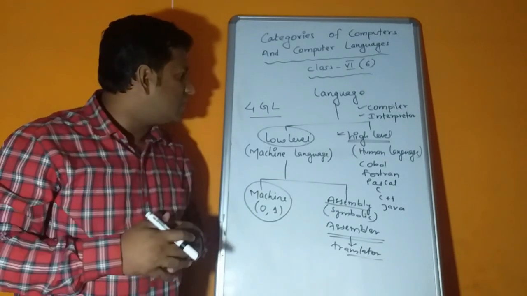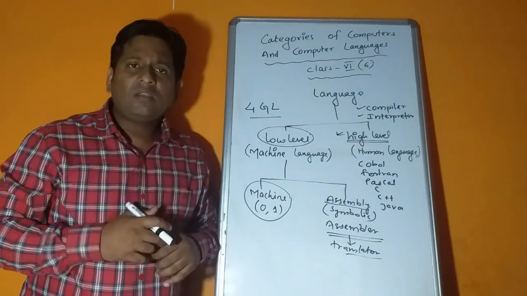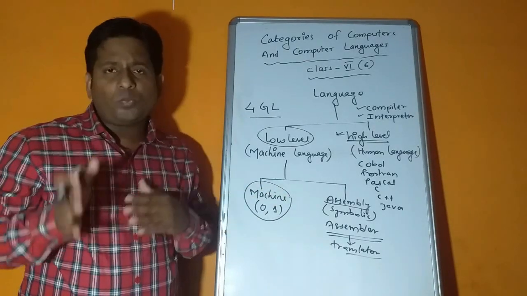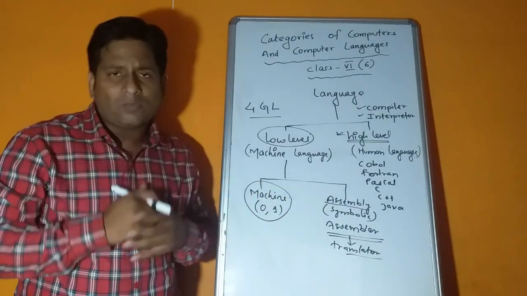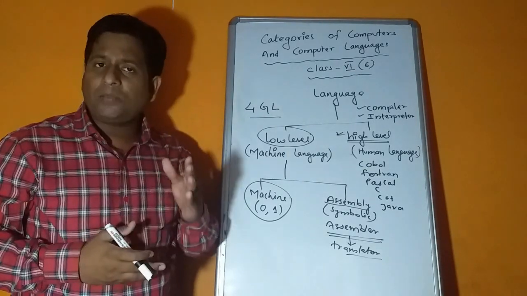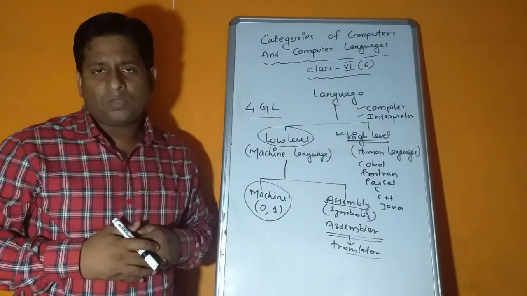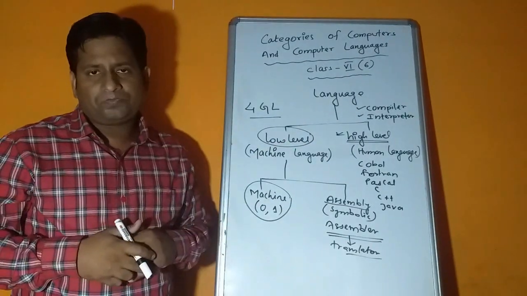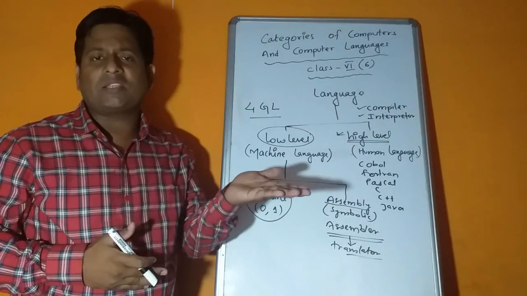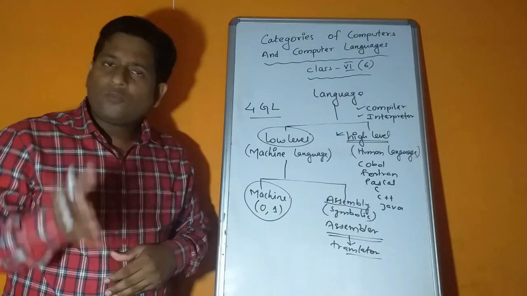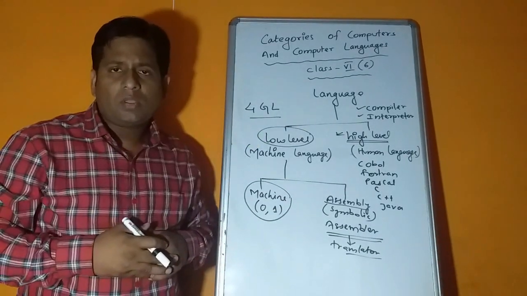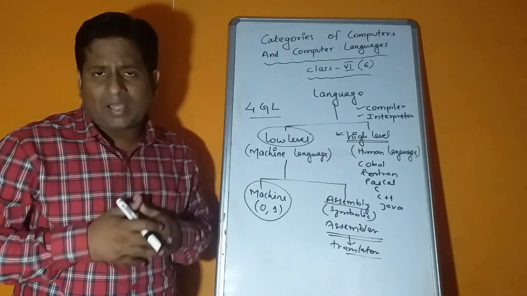So my dear children, today what we understand is the language of computer. Languages of computer are categorized in two parts: high level language and low level language. Low level language is machine understandable language. High level is human understandable language. Low level language again has two parts: machine language, that means directly understandable, and assembly language, which is indirectly understandable. For indirect, what do we need? Translator, conversion. So this is the part of low level language.